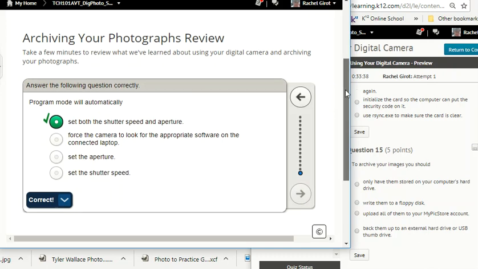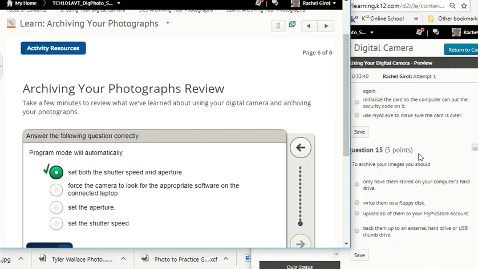All right, perfect. That was nice. Okay, so question 15, to archive your images, you should back them up, external hard drive or USB. And I think that ends it.